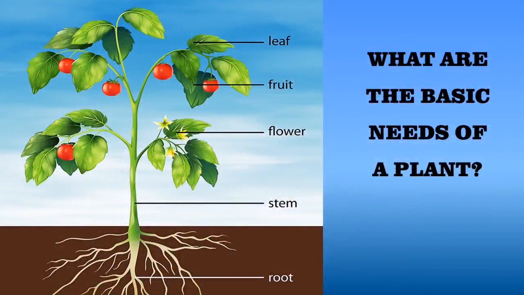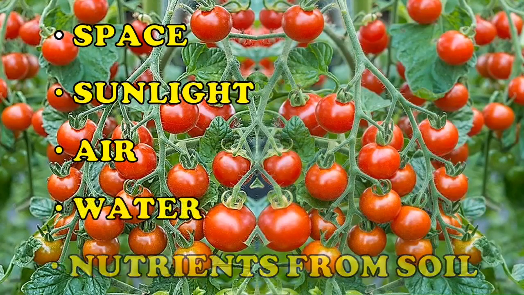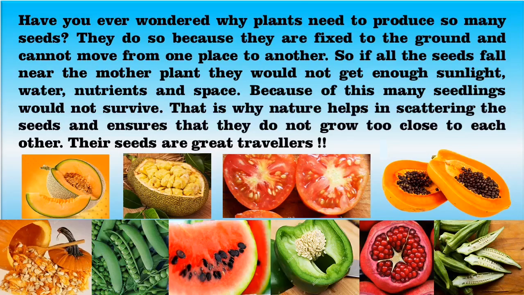Now, my question is, what are the basic needs of a plant? The basic needs of a plant are space, sunlight, air, water, and nutrients from soil. Have you ever wondered why plants need to produce so many seeds? They do so because they are fixed to the ground and cannot move from one place to another. So if all the seeds fall near the mother plant, they would not get enough sunlight, water, nutrients and space. Because of this, many seedlings would not survive.